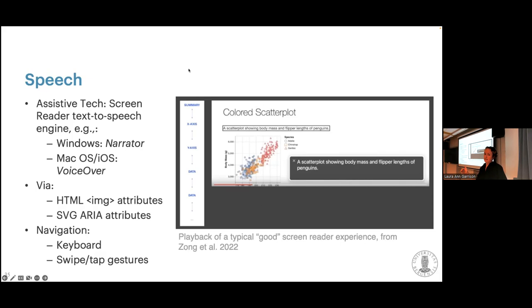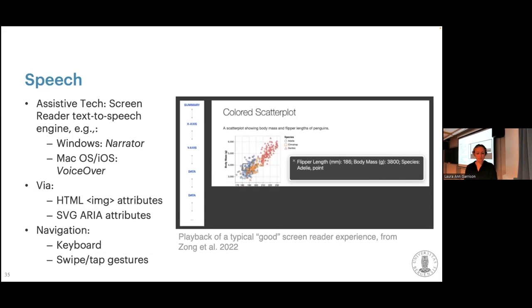This clip is from work that was presented at one of our visualization conferences earlier this year. And the audio is very sped up, but hopefully you'll get the idea. So it's linear, and once you get around the axes, you just go data point by data point. So it's a kind of kludgy experience.